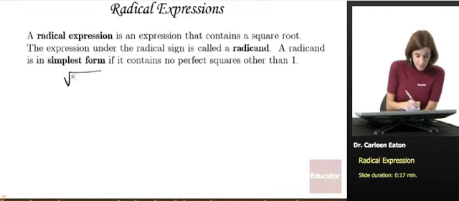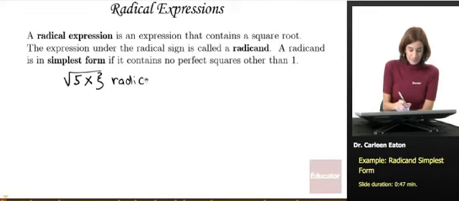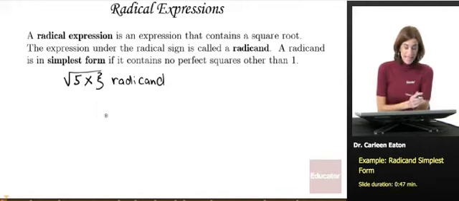For example, the square root of 5x, this is a radical expression. And the expression under the radical sign, the 5x, is called a radicand. A radicand is in its simplest form if it contains no perfect squares other than 1.